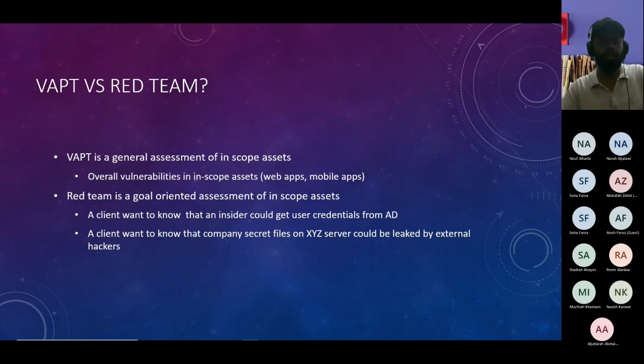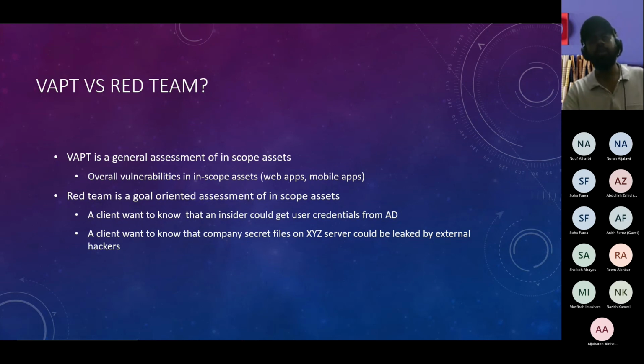Consider you have a web application of your bank. You want to find all the vulnerabilities in the web application, and you will hire me, and I will do a VAPT service for you, and I will list all the vulnerabilities. These are high, critical, medium, and this is what we have identified.